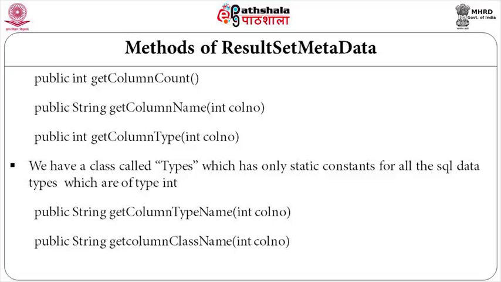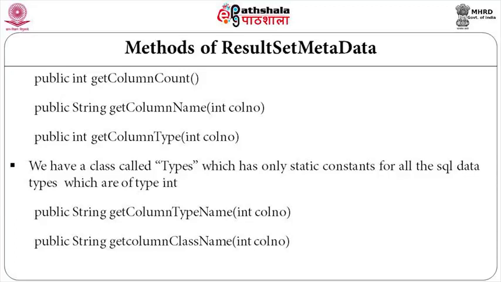For this integer value, we have a class called Types. In the java.sql package, there is a class called Types, which is only full of public static final int declarations. So there are integer constants. This java.sql.Types is only full of integer constants for the various SQL data types. So there is some public static final int VARCHAR equal to some value, public static final int NUMERIC equal to some value, the various constants available for all the SQL types.